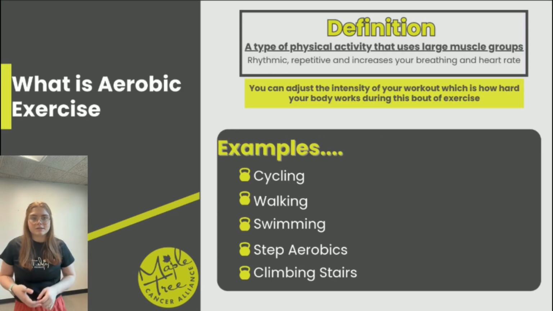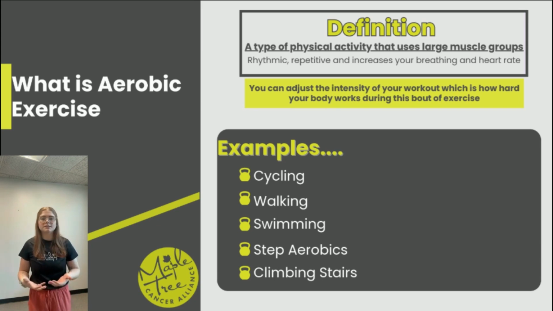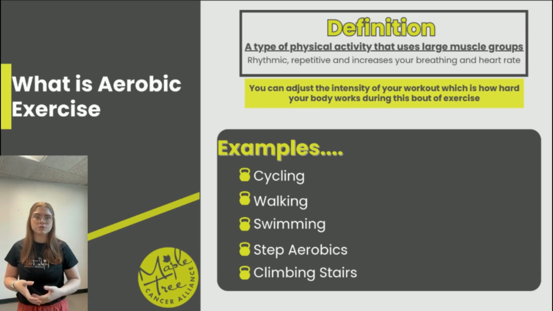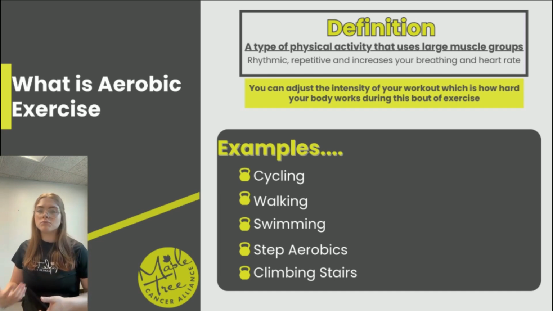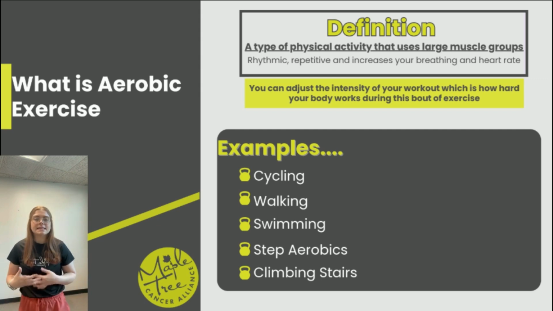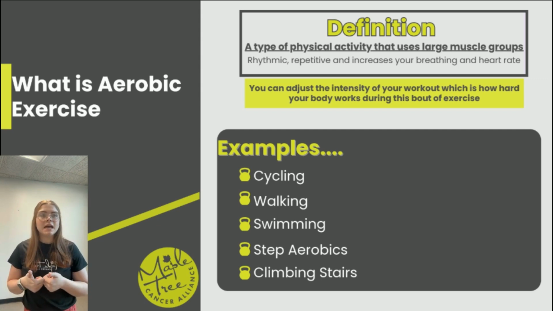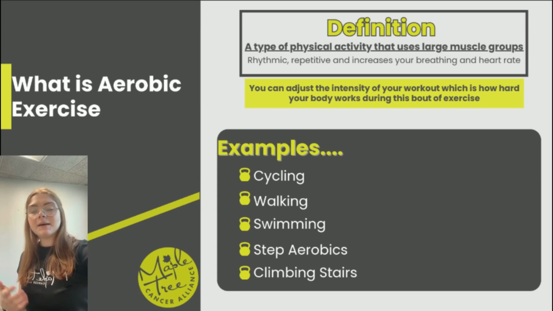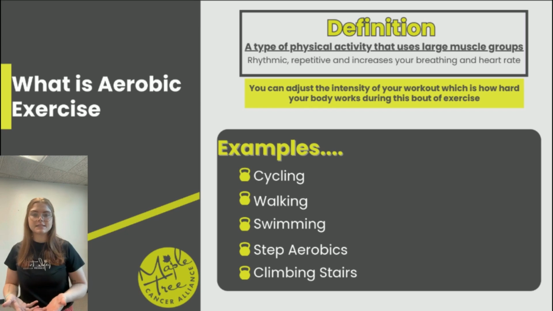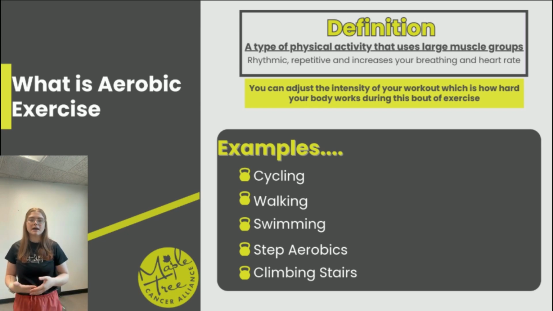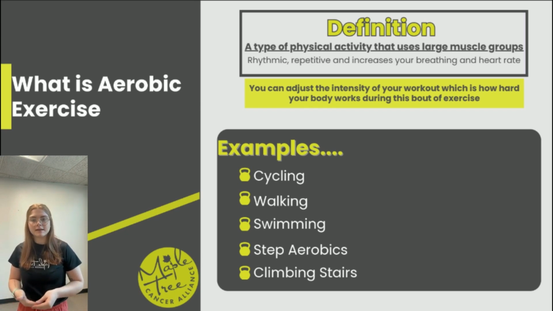What is aerobic exercise? This is a type of physical activity that uses large muscle groups. It's rhythmic, repetitive, and increases your breathing and your heart rate. Some examples of aerobic activity are climbing the stairs, step aerobics, walking, swimming, running, cycling, anything that's going to increase your heart rate and increase your breathing. And the best part about aerobic activity is that you have the ability to adjust the intensity. The intensity is how hard your body is working during that single bout of exercise.